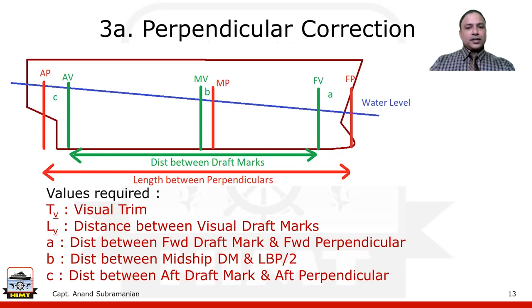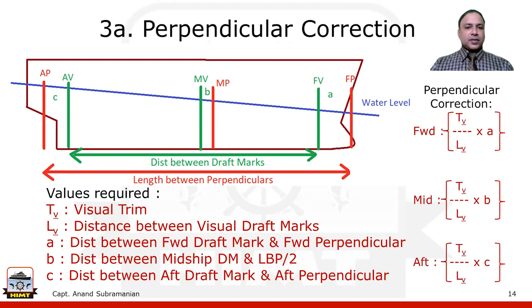We also want to know the values of A, B, and C. This will be given in the numericals and can be easily found by reading the numericals carefully. Once we have that in place, the perpendicular correction is very simple. We have a factor TV by TL, which is common for all the draft marks. This TV by TL is then multiplied by A for the forward correction, by B for the midship correction, and by C for the aft correction. So by doing this simple calculation, TV by LB multiplied by the distance between the visual and the perpendicular, we can get the individual perpendicular correction.